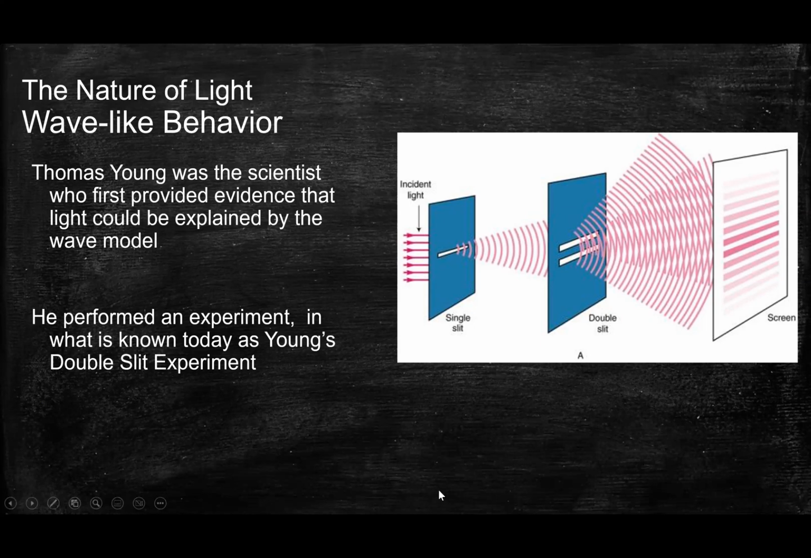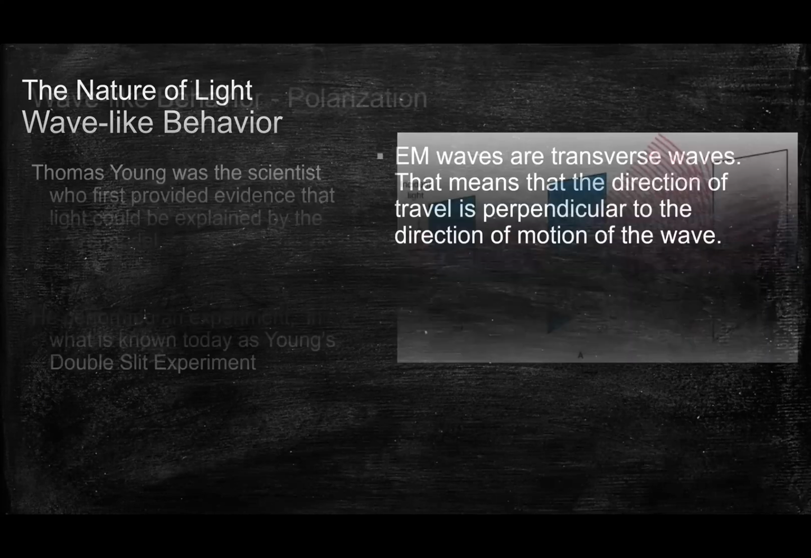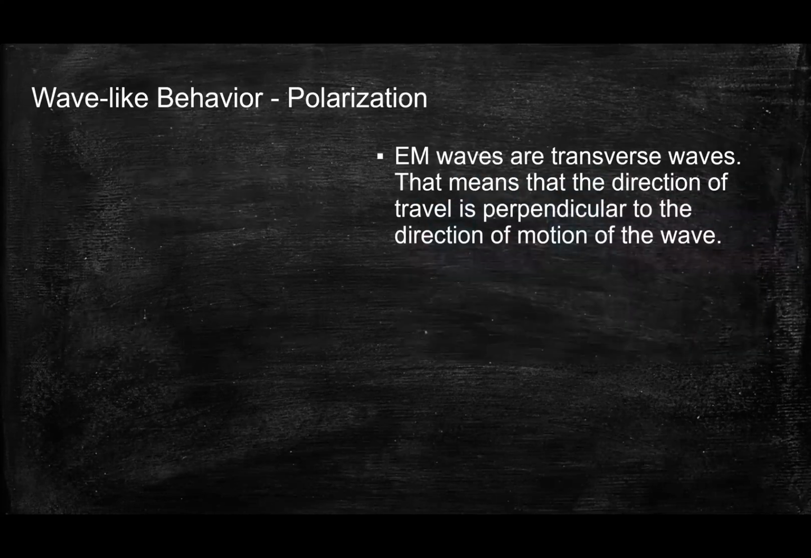All right, so let us talk a little bit about some of the characteristics of this wave-like behavior. Now, we said earlier that electromagnetic waves are transverse waves, and that means that the direction of travel is perpendicular to the direction of motion of the wave.